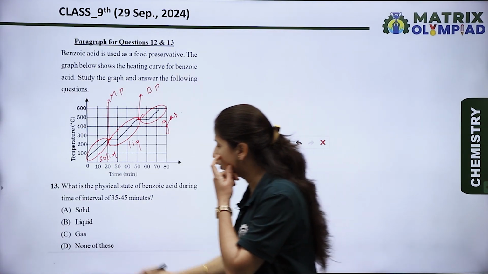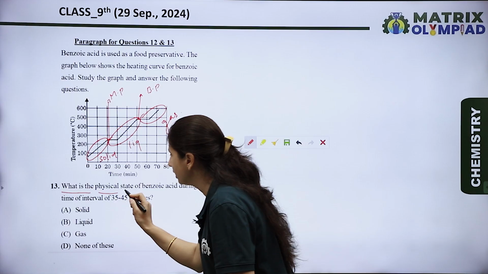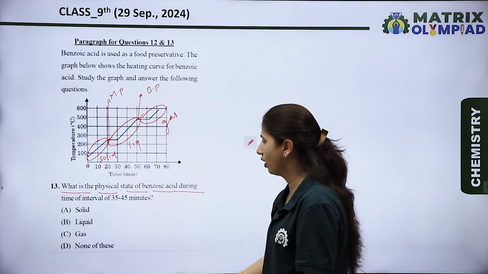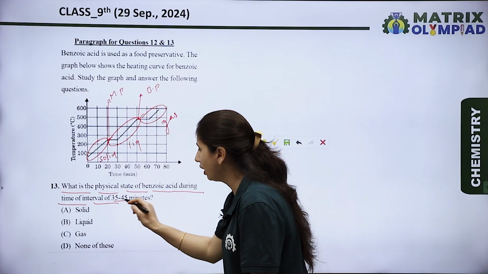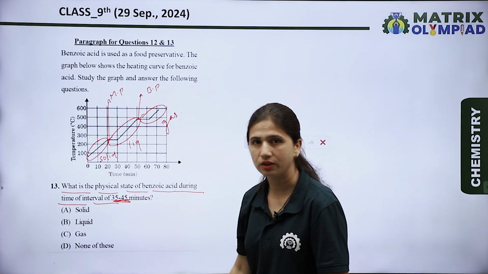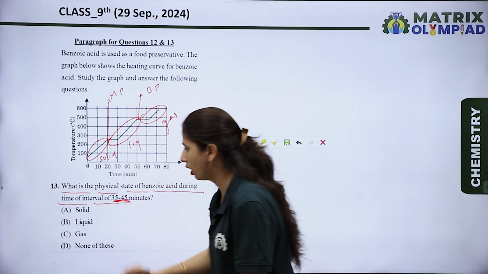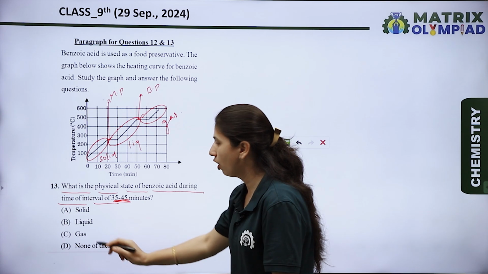Okay, now let's see the question. The question is, what is the physical state of benzoic acid during the time interval of 34 to 45 minutes? The options are solid, liquid, gas, or none of these.